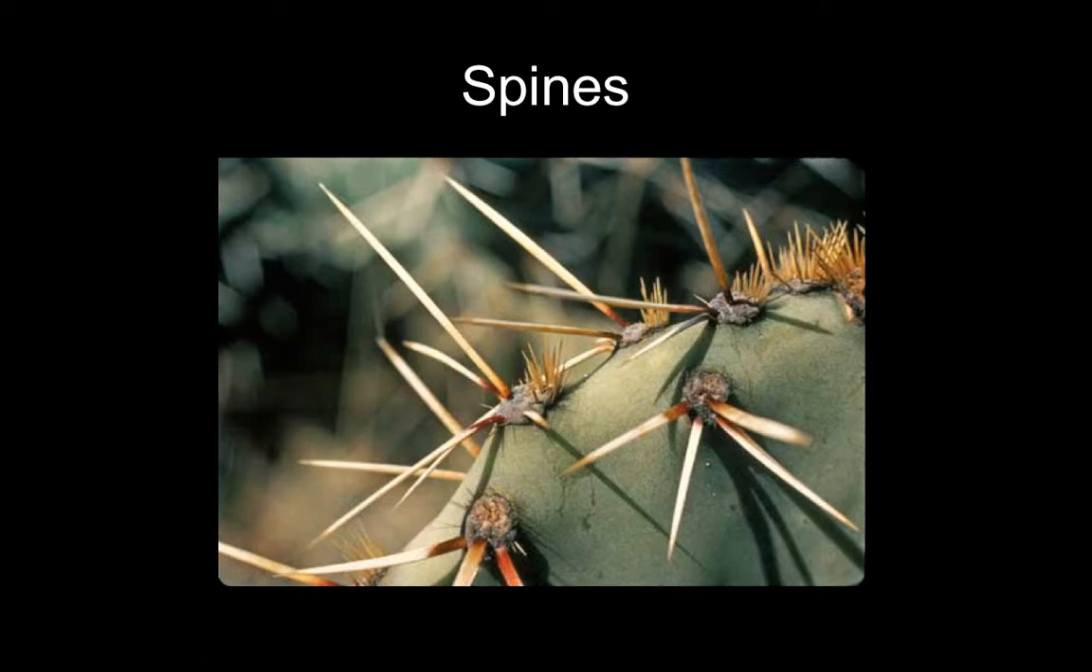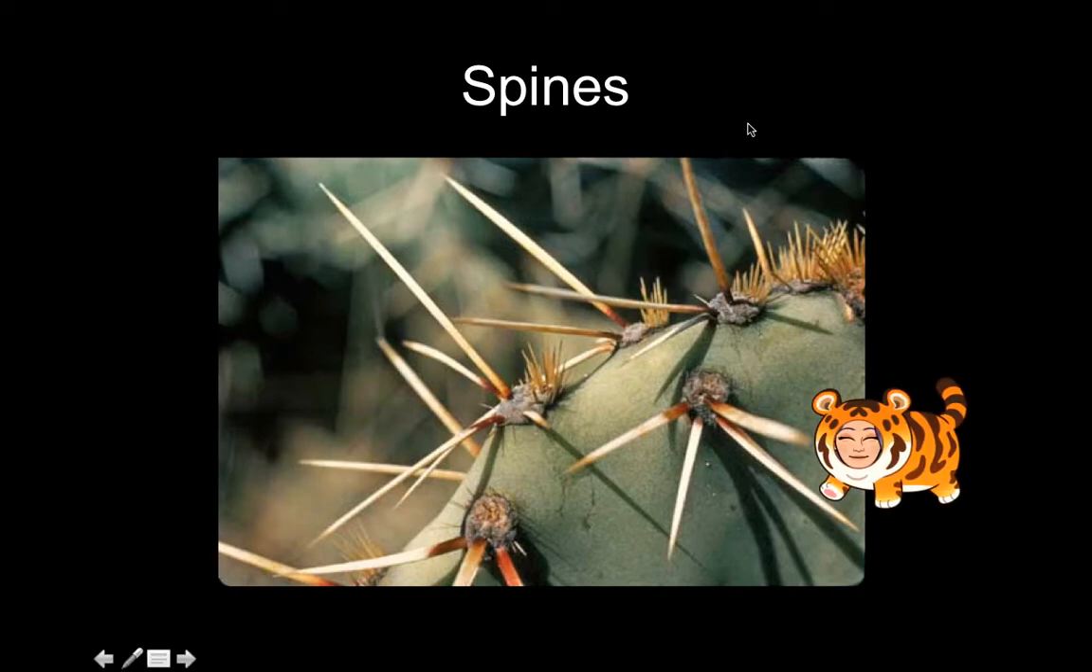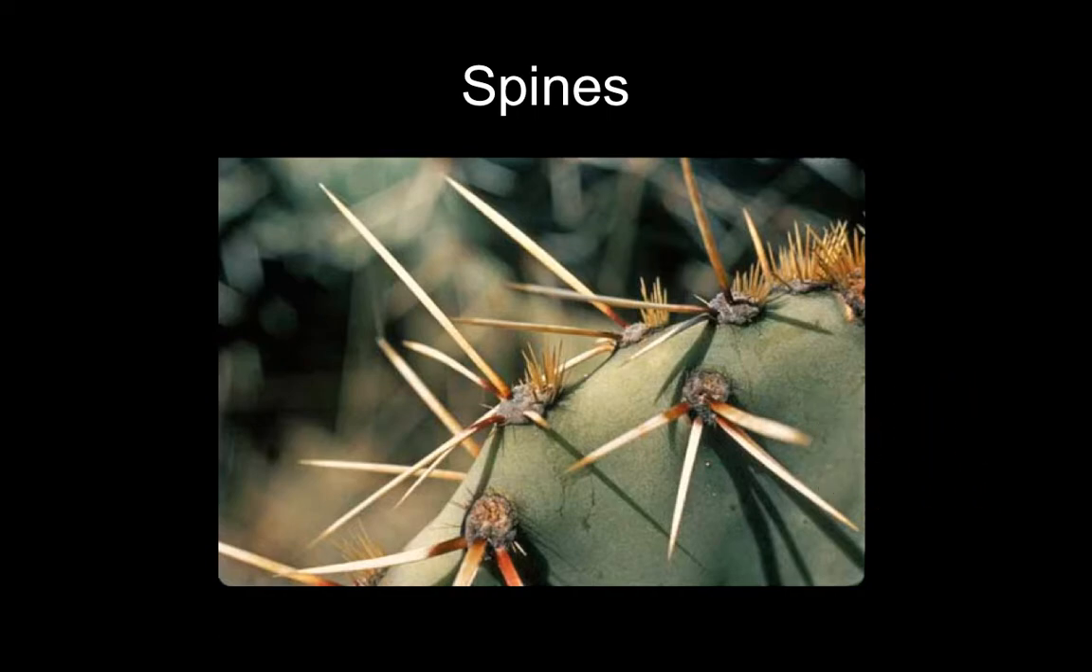Another adaptation of desert plants is that they often have spines. The spines on the desert plant are to protect it from animals that might want to come and eat it. An animal will come and try to eat the plant, see the dangerous spines, and run away.